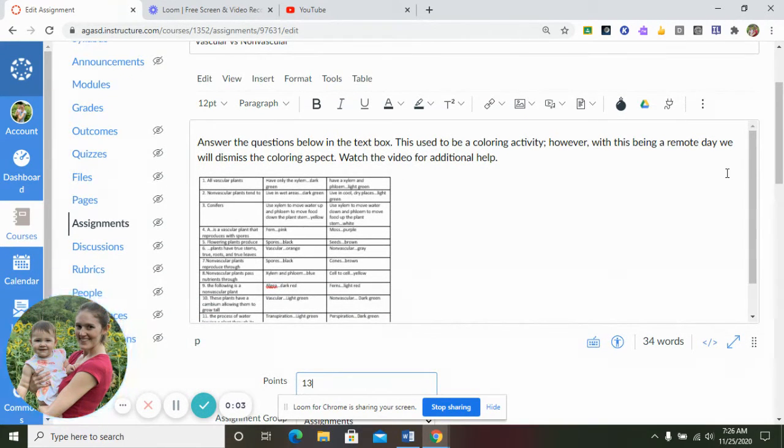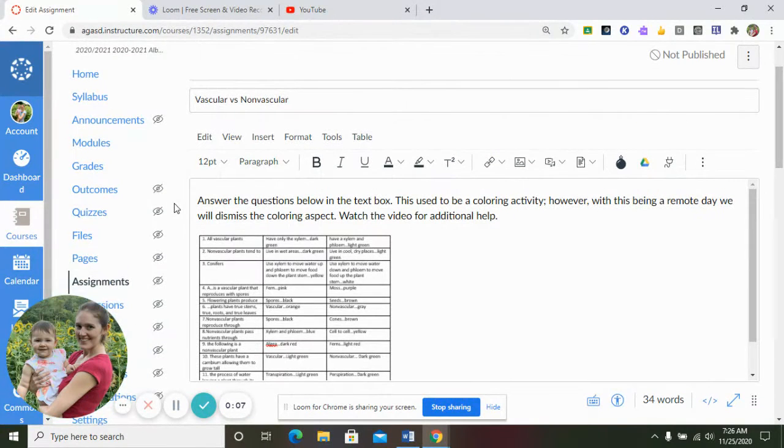Hi guys, today we are going to be doing a little vascular versus non-vascular activity where you're going to be picking the correct answer. It's basically like a short quiz, but it's not really a quiz. This used to be a coloring activity. However, since this is a remote day, we're going to forget about the coloring aspect of it, and you're just going to answer the questions.